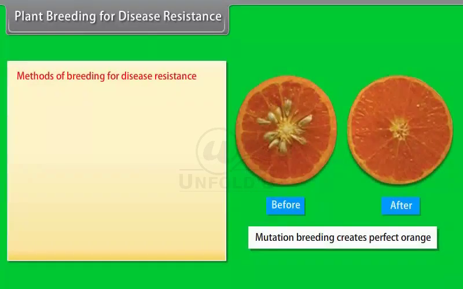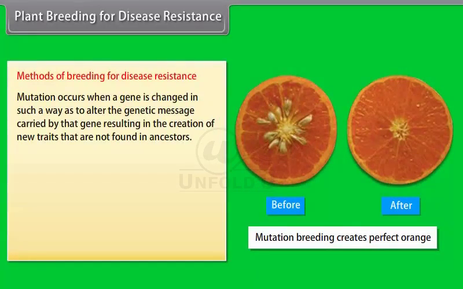Methods of breeding for disease resistance. Mutation occurs when a gene is changed in such a way as to alter the genetic message carried by that gene, resulting in the creation of a new trait that is not found in the ancestors.